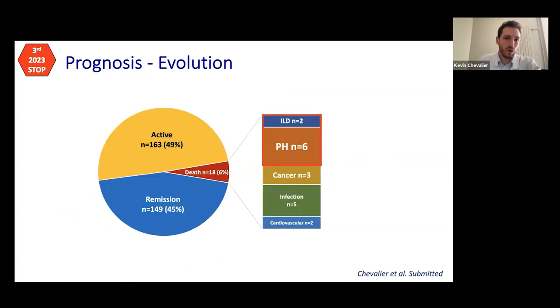Next, we have studied the prognosis of these patients. In our study, 45% of our patients were in remission at the last follow-up, after a median follow-up of 8 years. In our study, like in Gunnarsson and colleagues' study, we defined remission by the combination of the lupus remission criteria according to the DORIS definition and an ECLAM activity index below 2.5. Moreover, in our study, 18 patients died during the follow-up. The causes of death were related to pulmonary hypertension in 1/3 of the patients, ILD in 2 patients, cancer in 3, infection with septic shock in 5 patients, and cardiovascular disease in 2. Next slide, please.